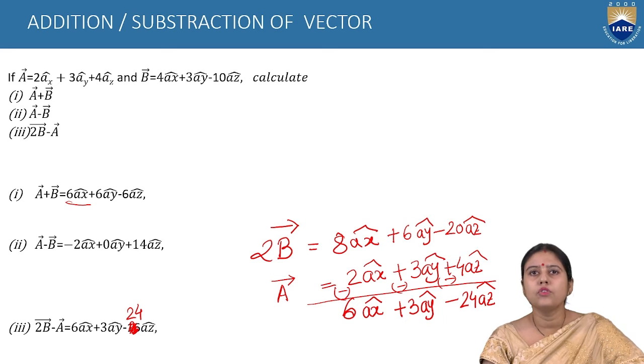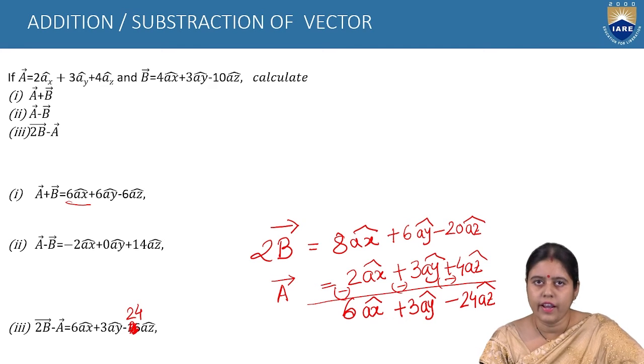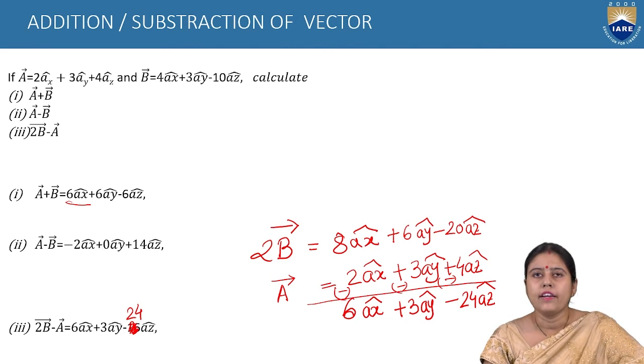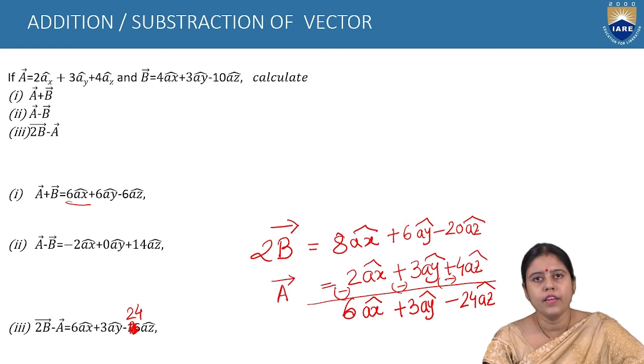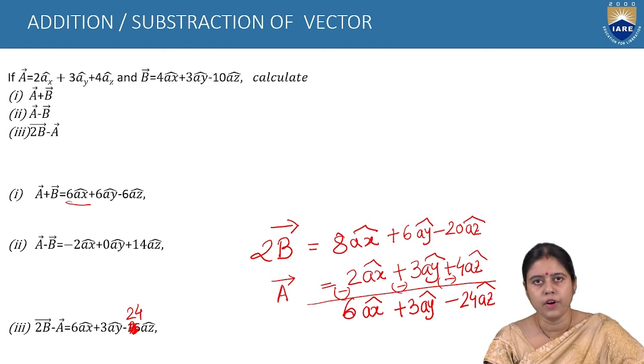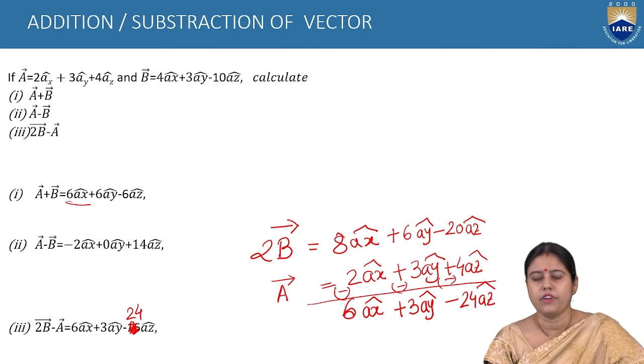If we add two matrices, the x terms will be added or subtracted from x, y will be added or subtracted from y, and z components will be added or subtracted.